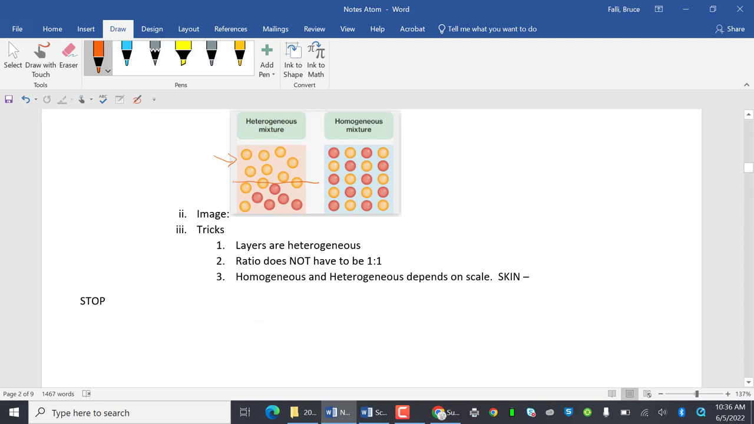Layers are heterogeneous. The ratio does not have to be 1-to-1. It can be 10-to-1, but it's got to be consistent. Homogeneous and heterogeneous depend on the scale.